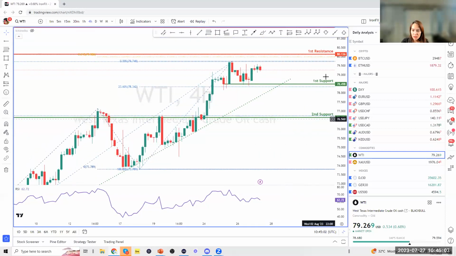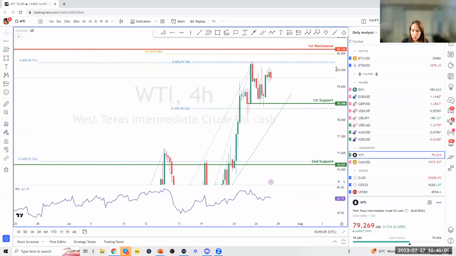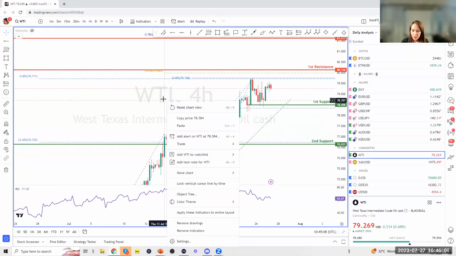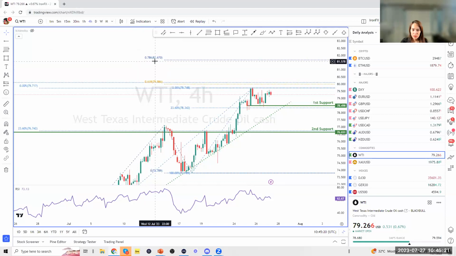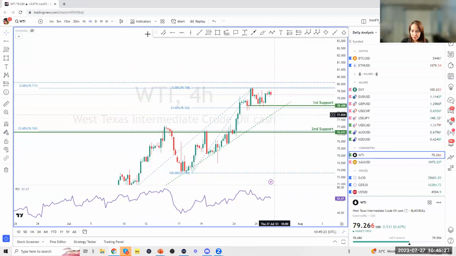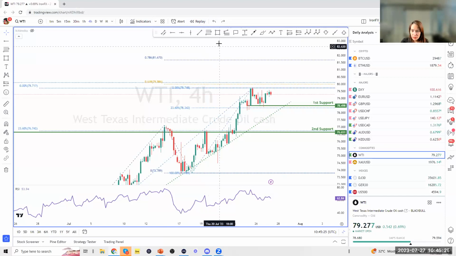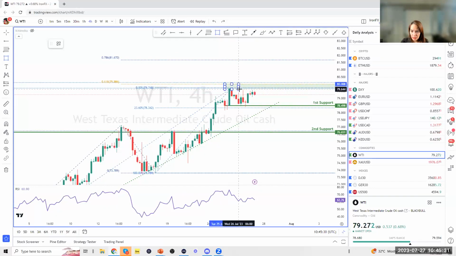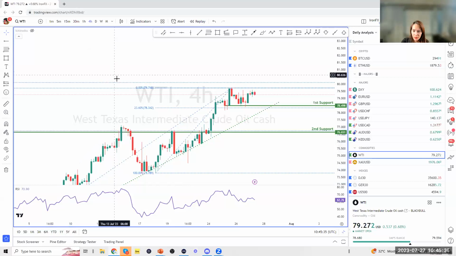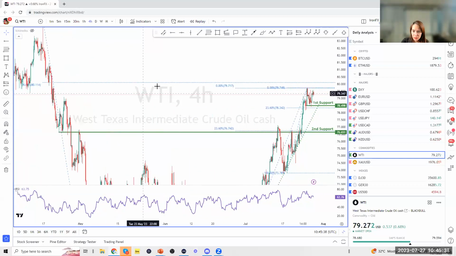What you can see here in the H4 time frame. The resistance I put here used to be 61.8%, but it seems like price could not make it above this high. So we need to adjust the level, which is actually this level. I have to highlight it like that for the first resistance, but it seems like price could not go above what you can see here.